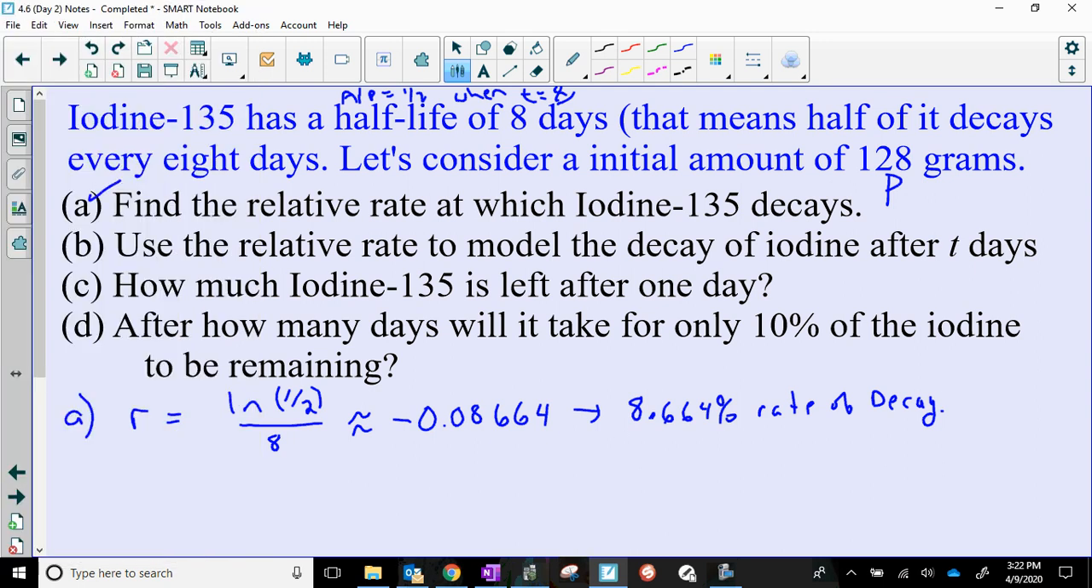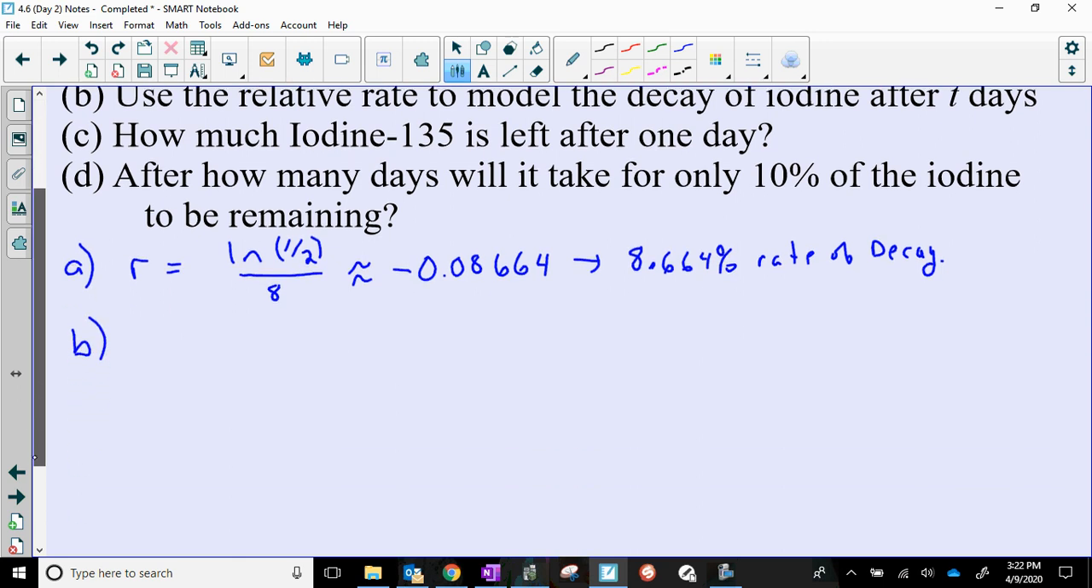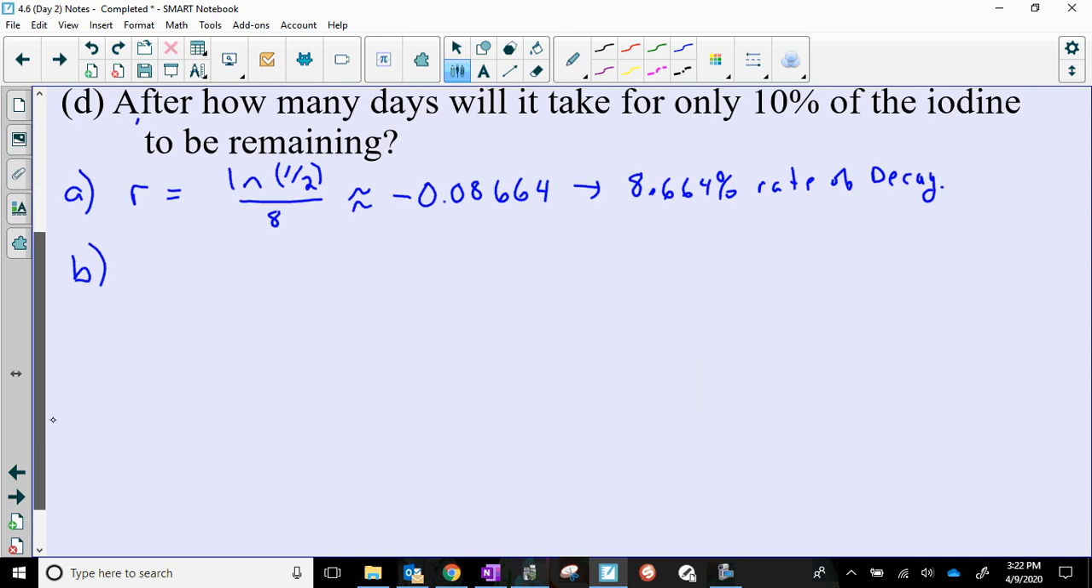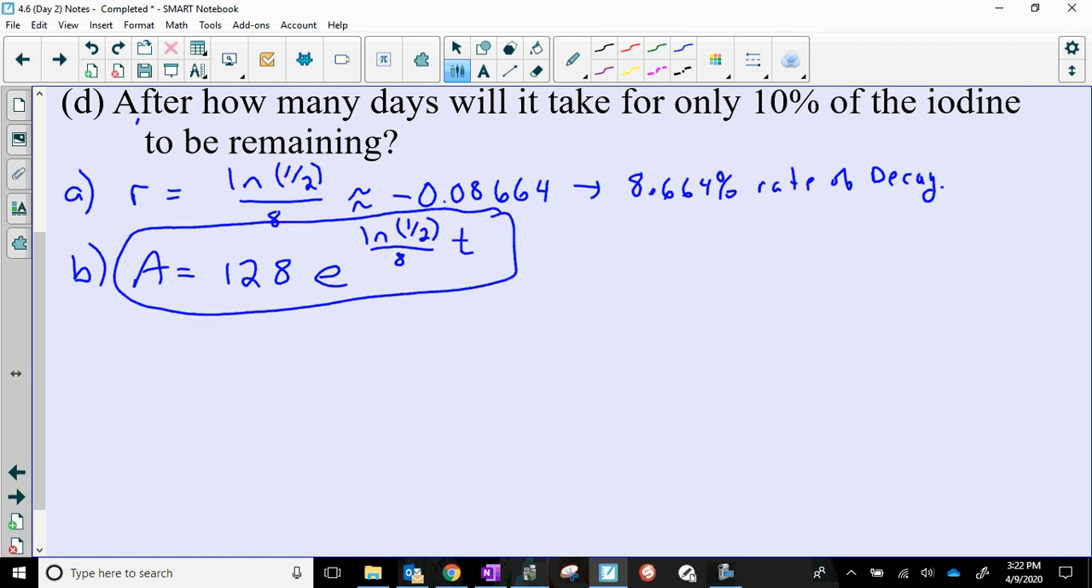Part B, use the relative rate to find a formula. So I'm just going to use my PERT formula. A equals the initial amount that we had, which was still 128 grams, times e to the natural log of 1/2 divided by 8 times t. So now we have our formula. By the way, it's okay to write your rate for an answer on a test as a natural log. Okay, clean that up.